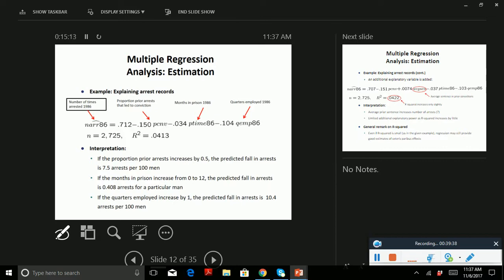R square is 0.0413, which is like 4%. It's a small R square, but still maybe it's a good model. And n is 2725. So if the proportion of prior arrests increases by 0.5, the predicted fall in arrests is 7.5 arrests per 100 men.